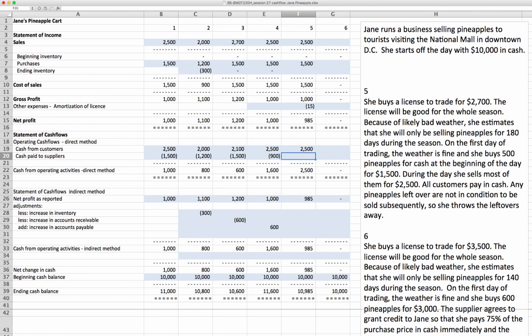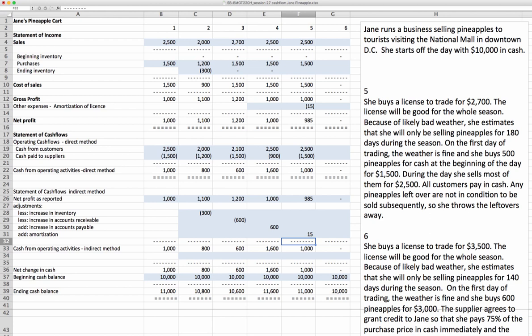The statement of cash flows using the direct method says that the cash flows from customers is the $2,500. The cash paid to suppliers is $1,500, and so there is cash from operating activities under the direct method of $1,000. Why is that different from the net profit? Well, we can see that it's the net profit of $985, but that $985 was after charging an amortization expense of $15, and that wasn't a cash flow. And so what we have to do to get from net profit to cash flows from operations is add back the amortization. And so we add back the amortization of $15, and that gives us the $1,000.